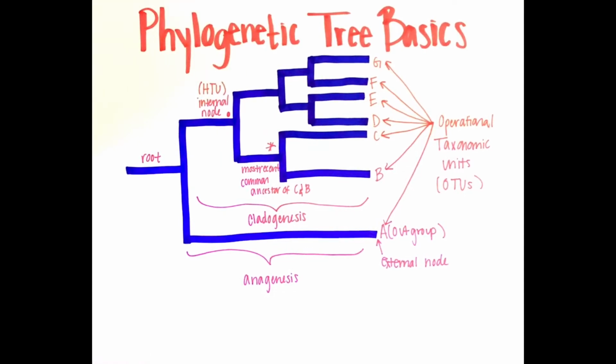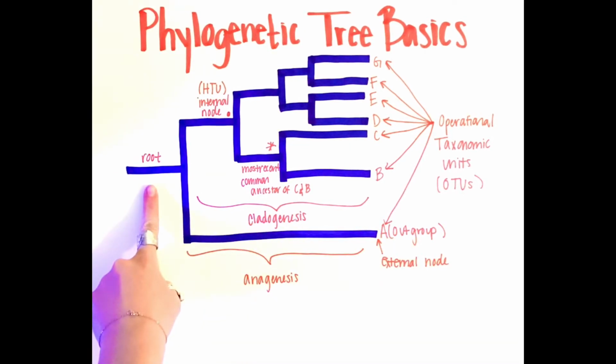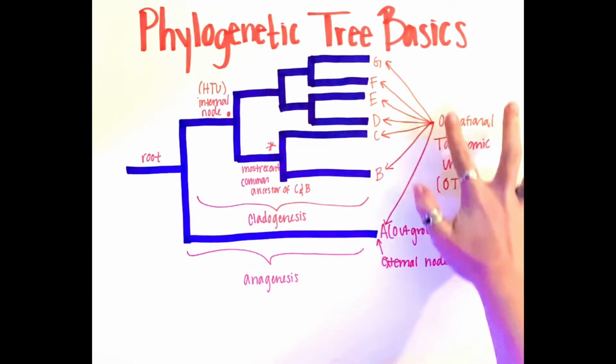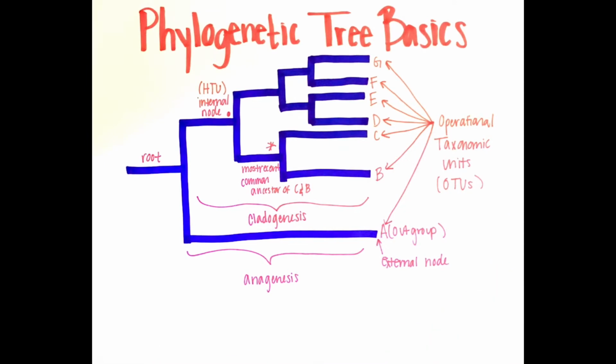Before we dive into this week's mini video, let's review phylogenetic tree basics. When examining the tree, you first start off at the root, which is the common ancestor of all the operational taxonomic units. From the root, we can easily find the outgroup. This is the OTU that diverged earlier than all other OTUs.